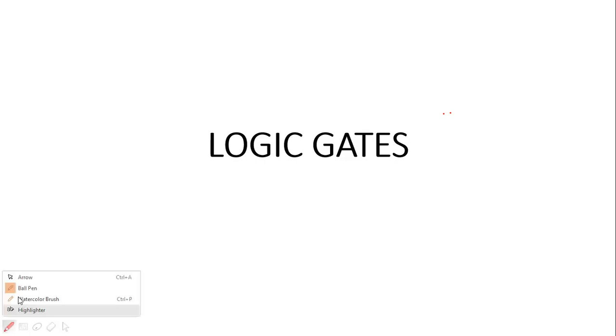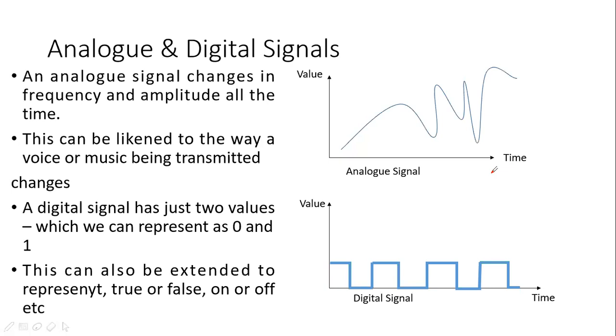Okay, so we have two types of signals: analog and digital signals. Analog signals are signals where the frequency and amplitude change all the time. What you're seeing in the diagram here is a typical shape of what you may see in an analog signal. But you can have something like that, or perhaps something that looks like that. That all represents an analog signal, something that is not constant.